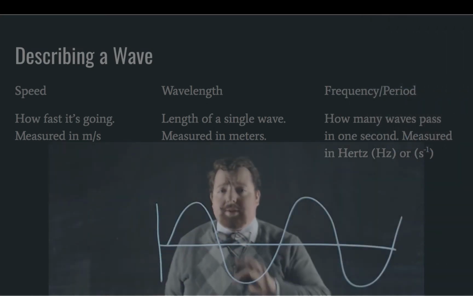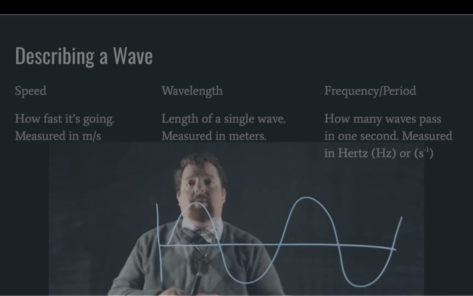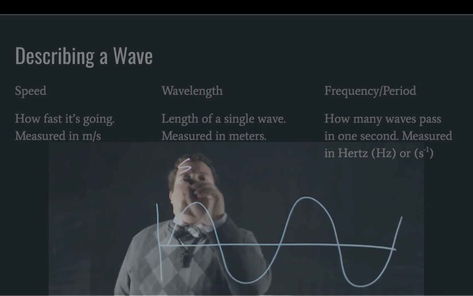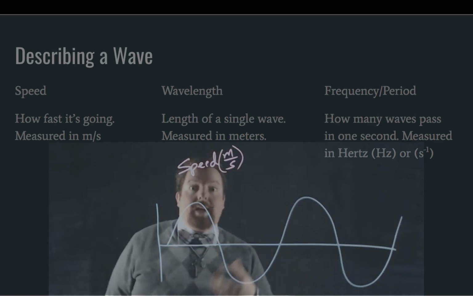To describe a wave, there are three different things we could do. We could talk about the speed of the wave, which is measured in meters per second. That's how fast the wave is going.